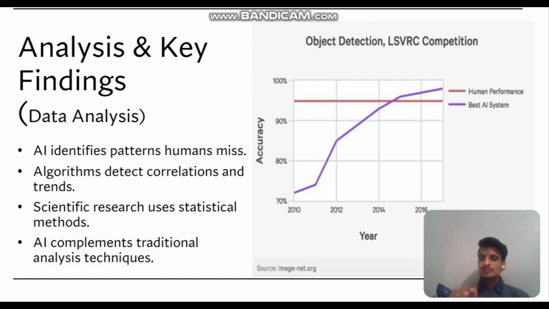the human performance is stable from 2010 to 2017. It's just stable, it's not going up and down. But for AI, from 2010 to 2017, the AI is improving, you can see it going up and up. So you can see the AI is growing more nowadays.